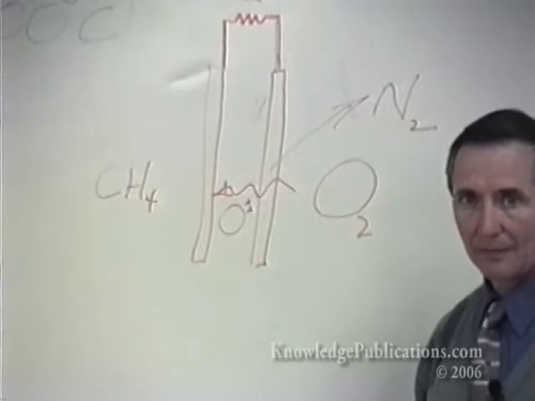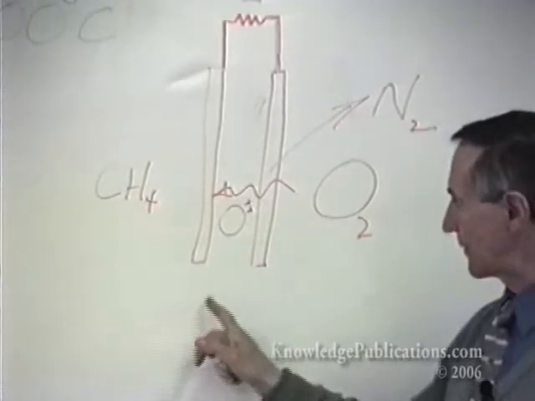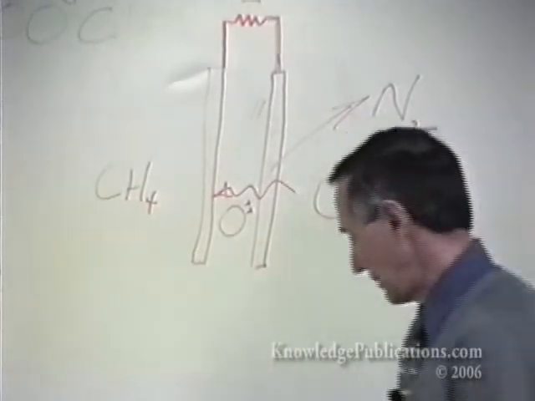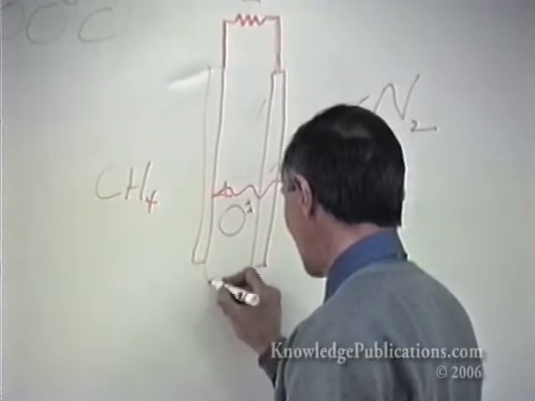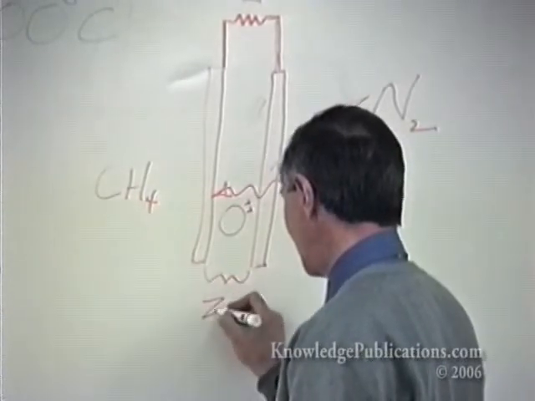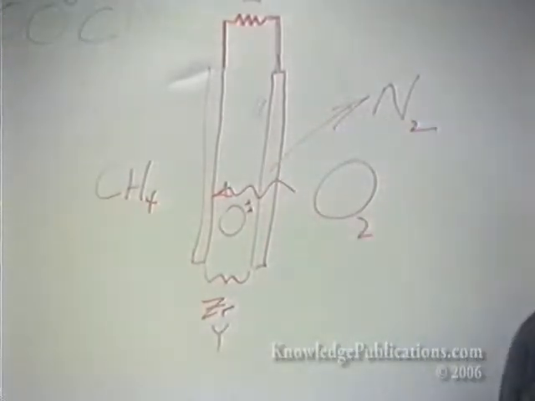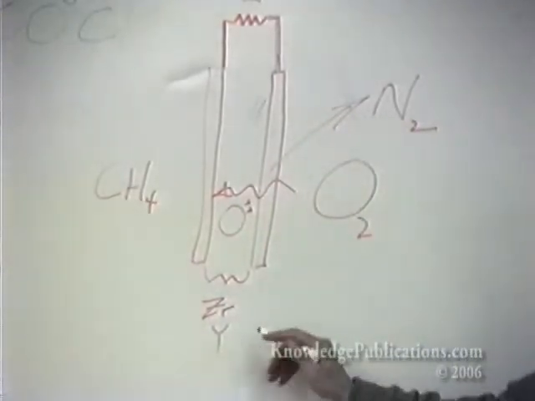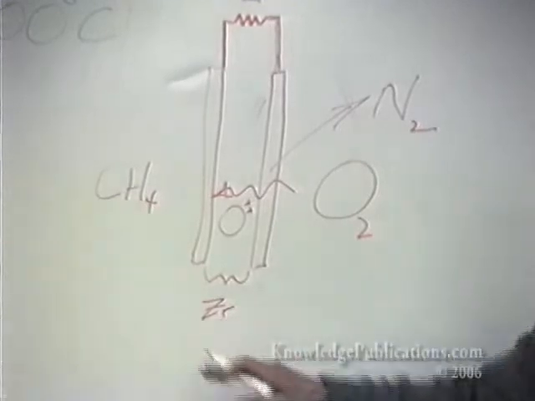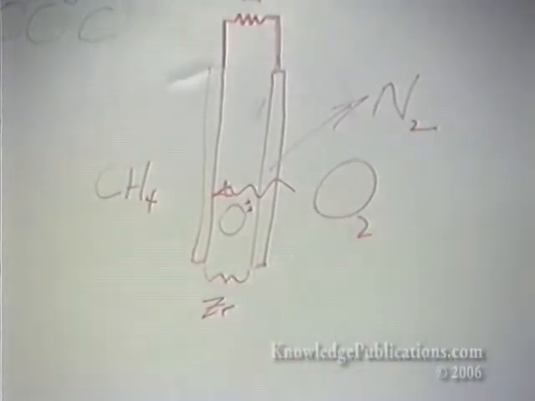The elements that we're looking at here? Oh, yes, we have zirconium. This electrolyte in here is going to be zirconium and yttrium. But mostly zirconium.